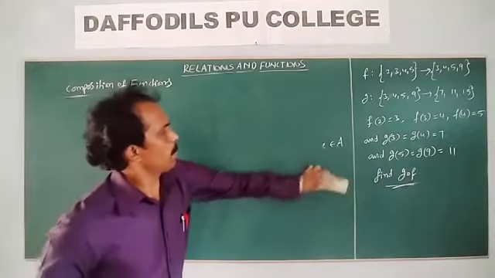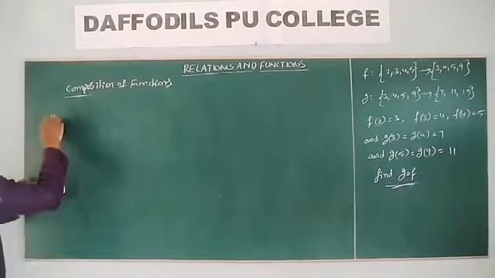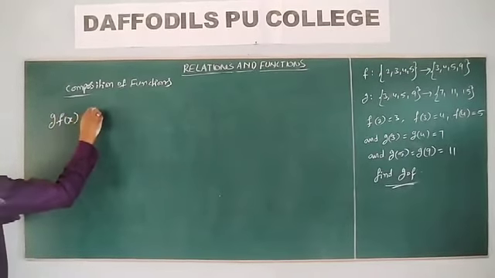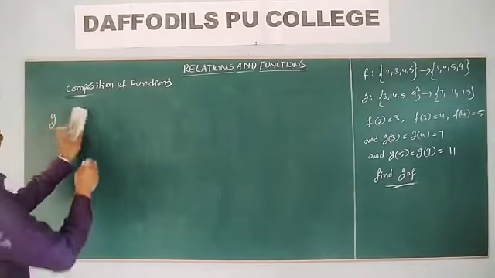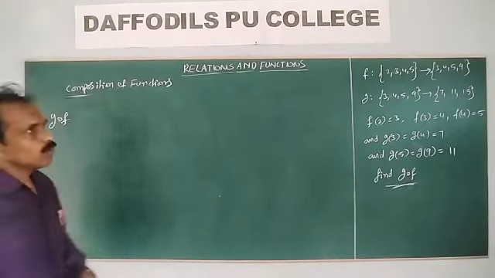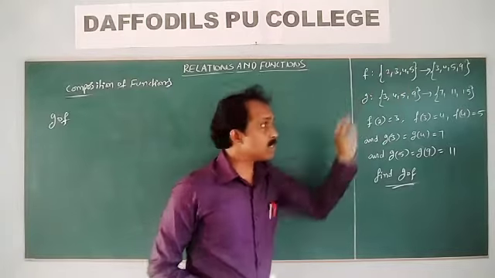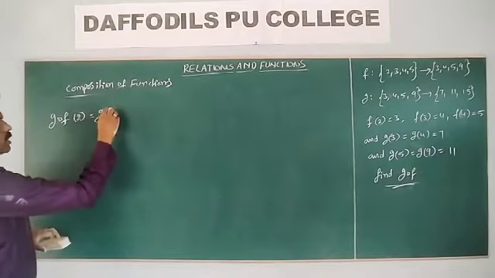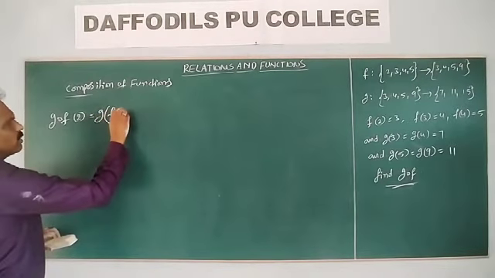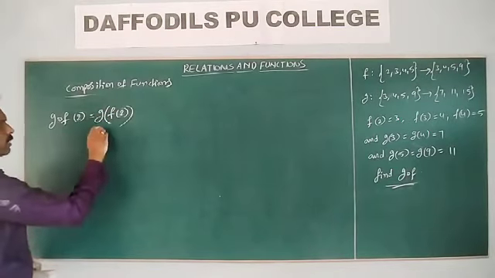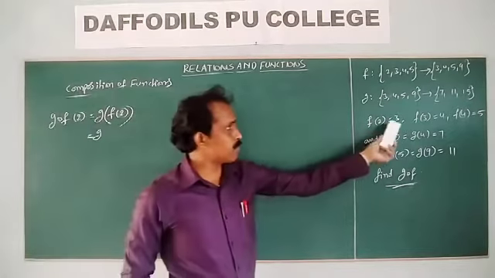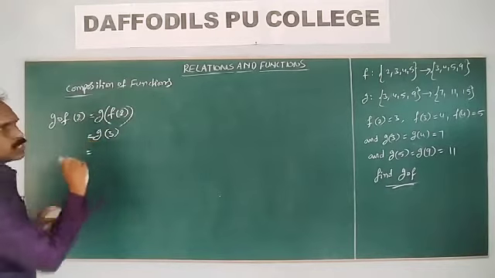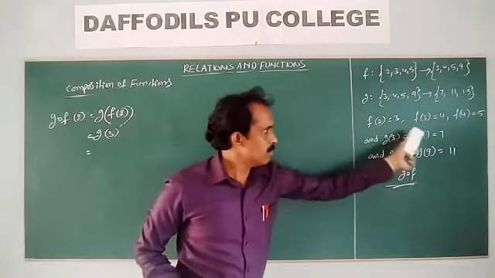G circle F of x is equal to G of F of x. First value 2. How can we write in place of the circle? Take brackets: G of F of 2. Then F of 2, the value is given, F of 2 is 3. G of 3 value is 7.